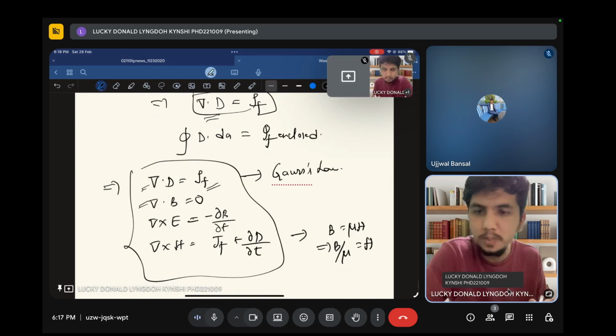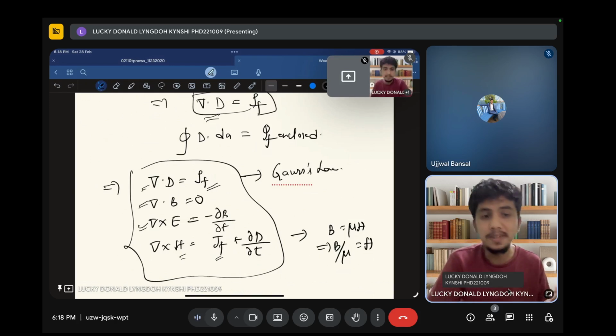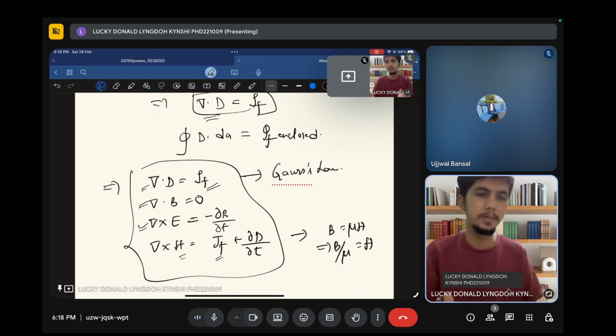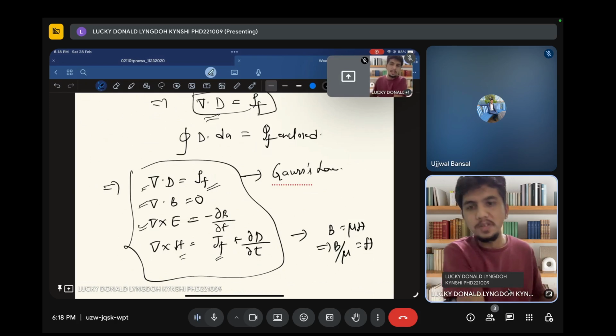Del dot B remains the same, as you have seen, and del cross E also remains the same, minus del B by del t. And del cross H is J F, which is the free current density, plus del D by del t. This is the same thing, so you just need to replace quantities between vacuum and medium, but the main equations remain the same. So this is how to write Maxwell's equations in vacuum as well as in a medium.